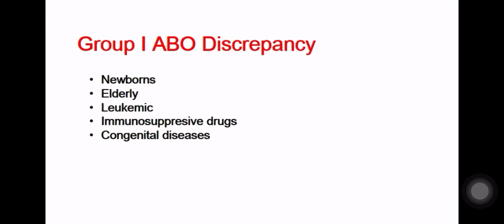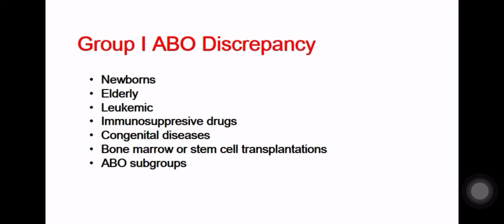Patients with congenital diseases or acquired agammaglobulinemia. We also have patients with bone marrow or stem cell transplantations. Usually patients develop this hypogammaglobulinemia from therapy, and they start producing a different population from that of the bone marrow. And also, ABO subgroup. In patients whose existing ABO antibodies may have been diluted by plasma transfusion or exchange transfusion.